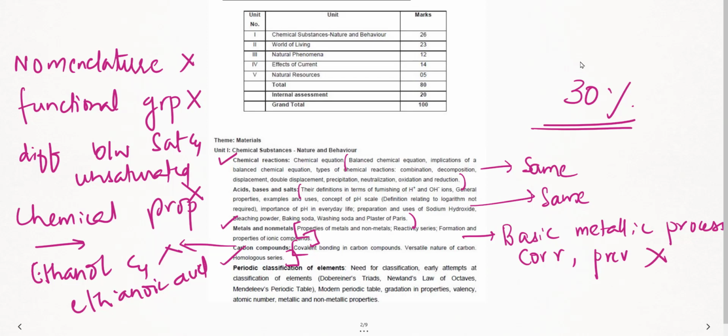So the last chapter, periodic classification, in this case, everything is there. Everything is clearly given. Right, students? So this is your grade 10th chemistry. First chapter, second chapter, same.